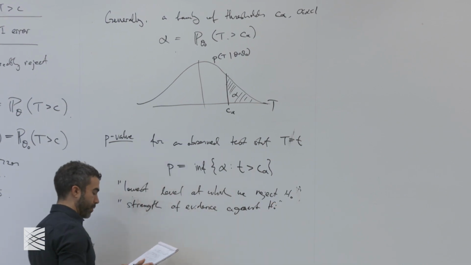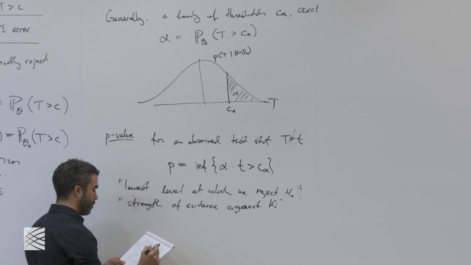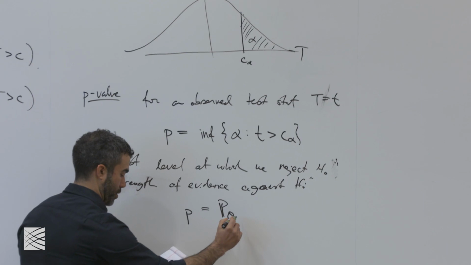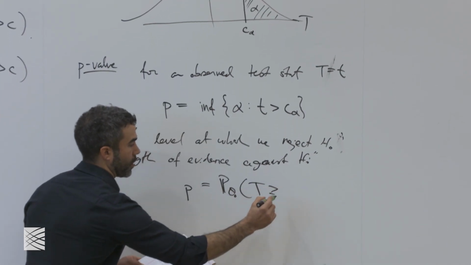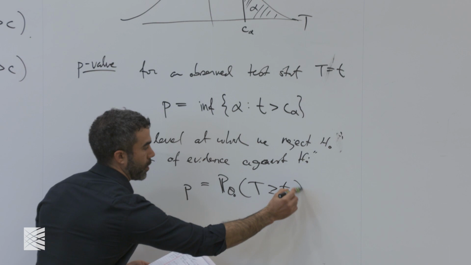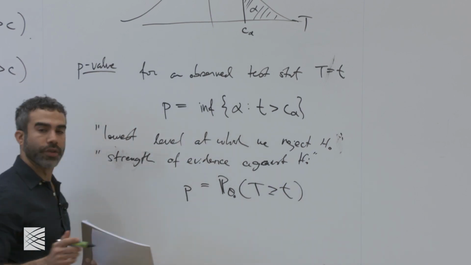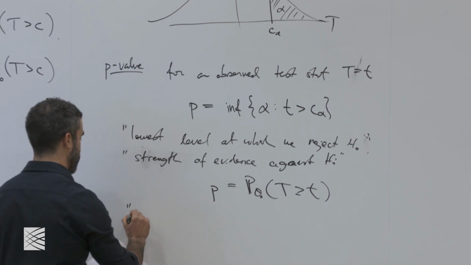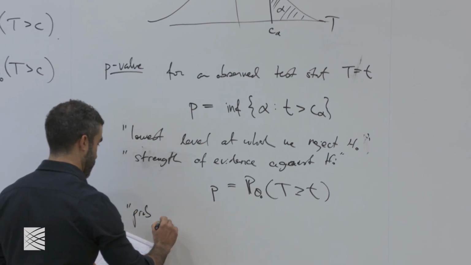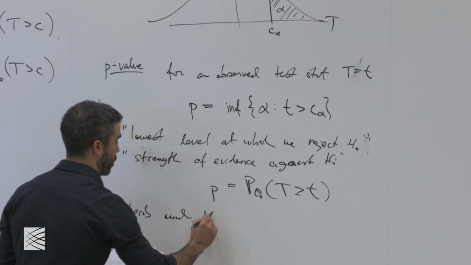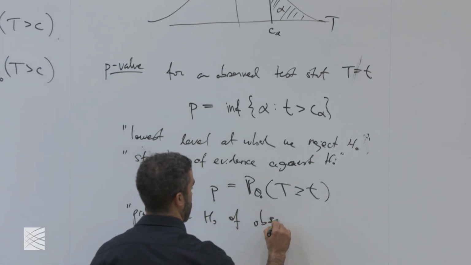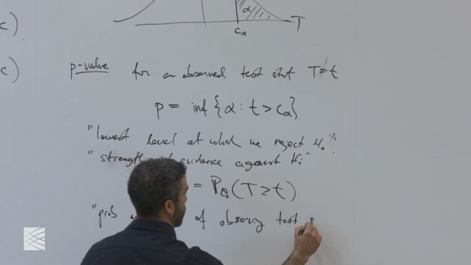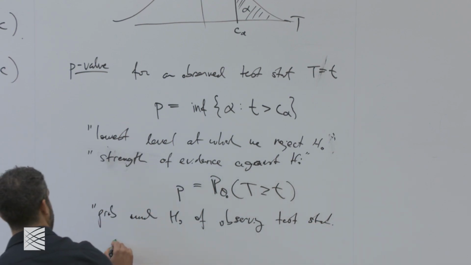And one more formulation of this that is very useful is that p is actually the probability under the null that the test statistic would be greater than the observed one. So it's also the probability under the null of observing a test statistic at least as extreme.